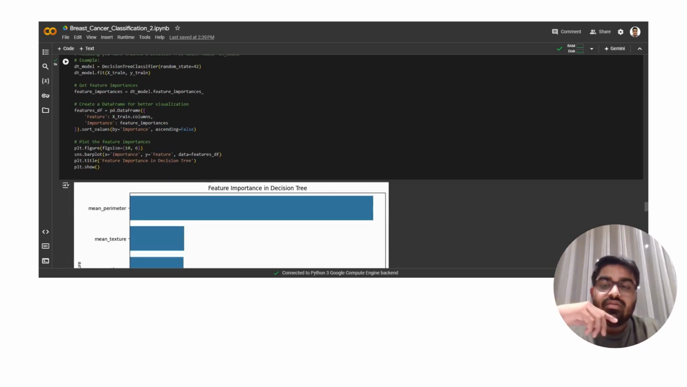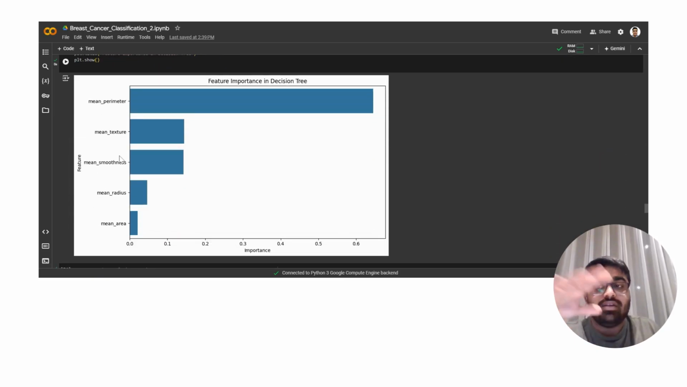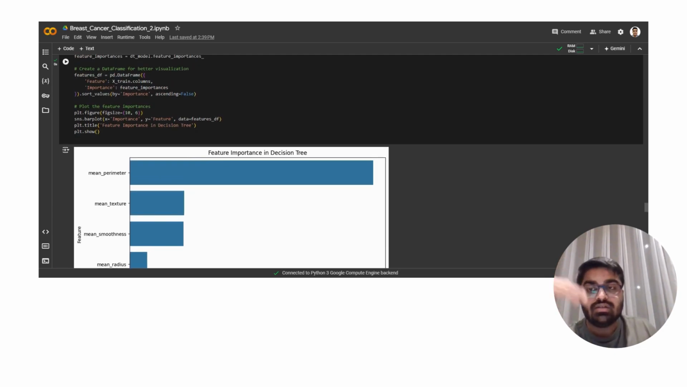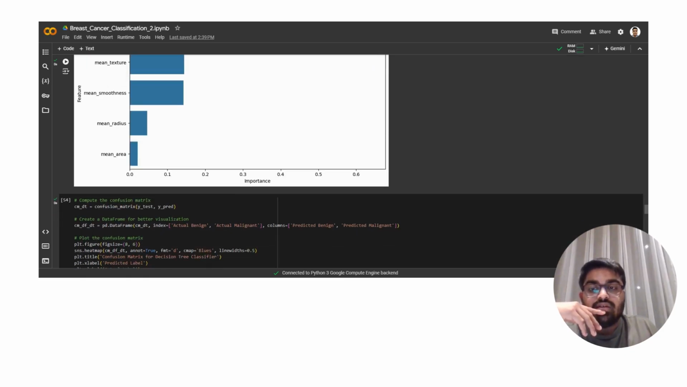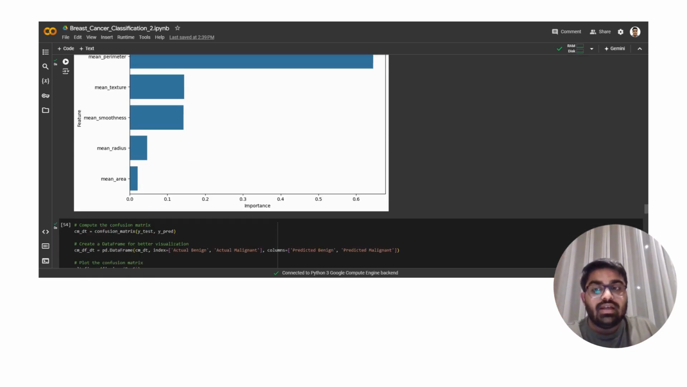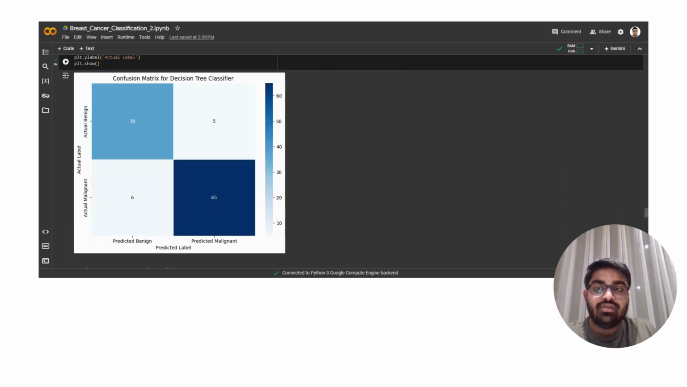For feature importance, again, it takes mean perimeter into huge account compared to the other variables. It's not giving proper weightage. So that's why the accuracy is less. The confusion matrix for the decision tree classifier is over here.